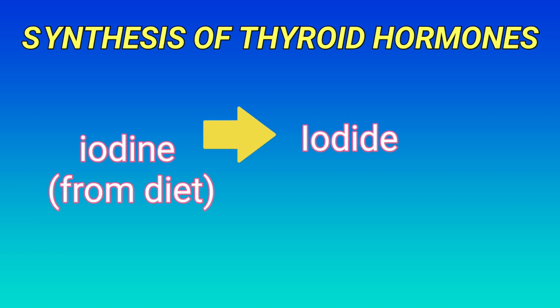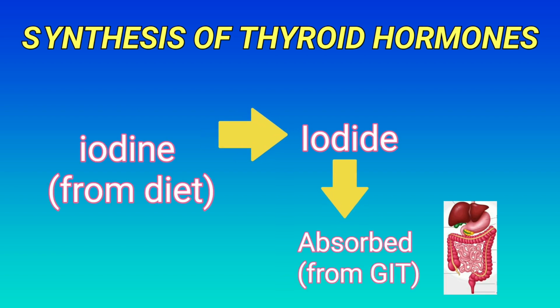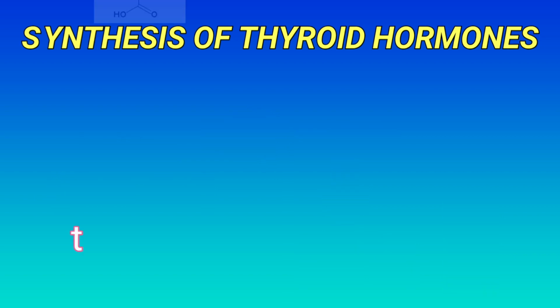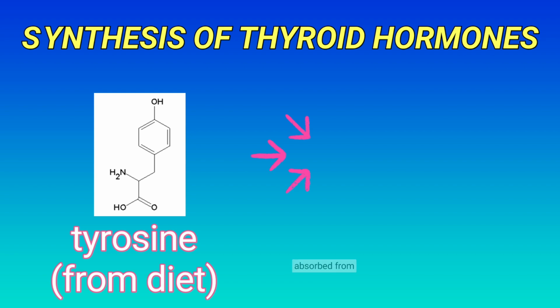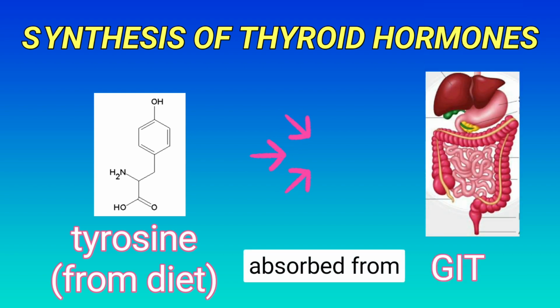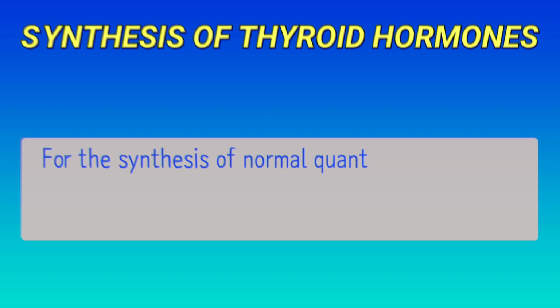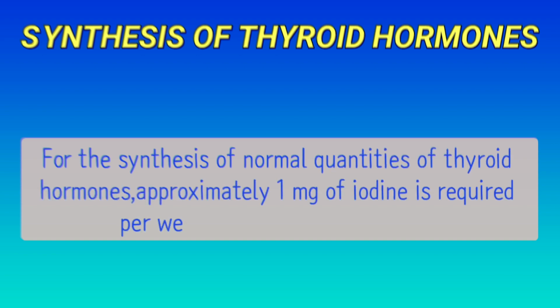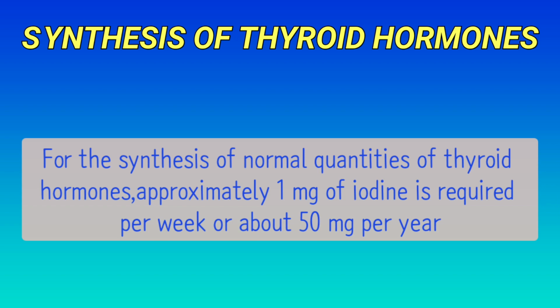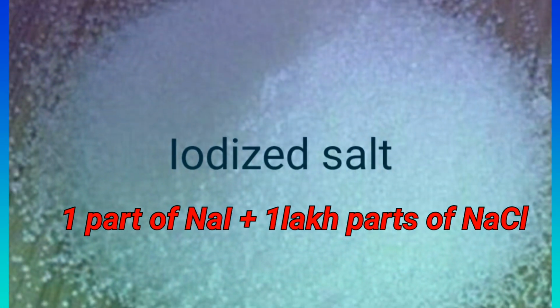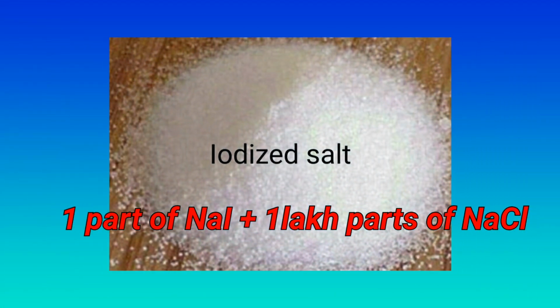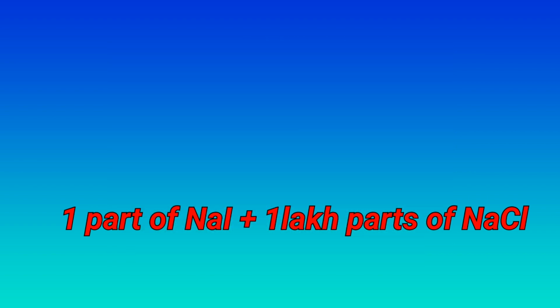Iodine is consumed through diet and it is converted into iodide and absorbed from the GI tract. Tyrosine is also consumed through diet and is absorbed from the GI tract. For the synthesis of normal quantities of thyroid hormone, approximately 1 milligram of iodine is required per week or about 50 milligram per year. Since iodine is required in minute amounts, to prevent iodine deficiency, common table salt is iodized with 1 part of sodium iodide to every 1 lakh parts of sodium chloride.